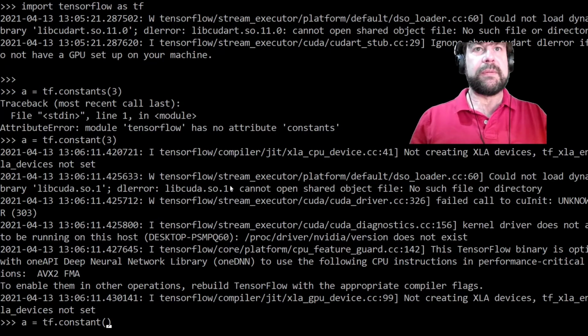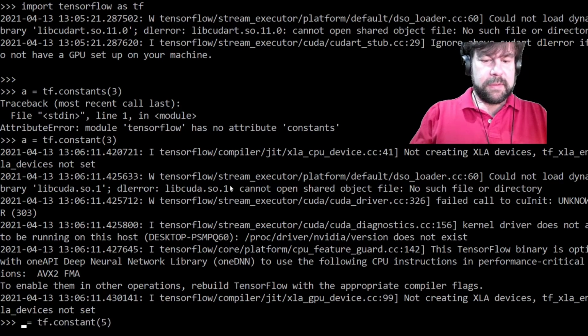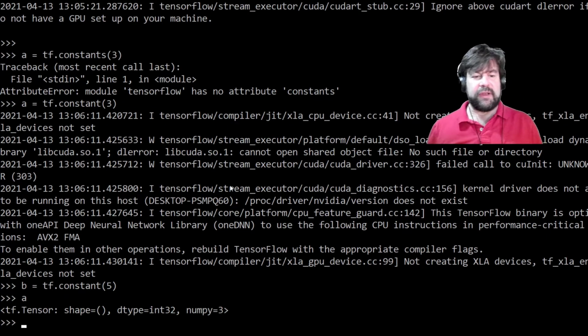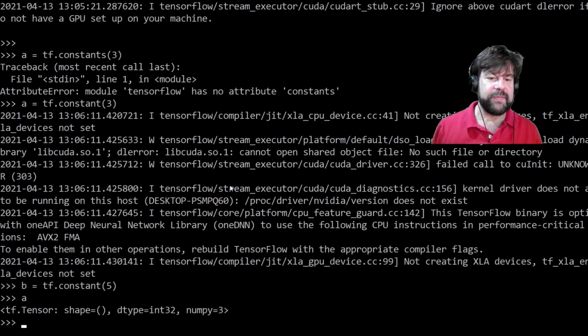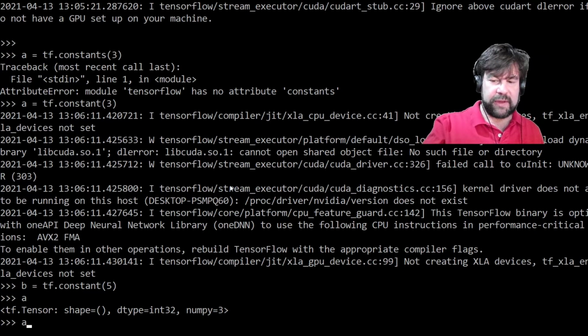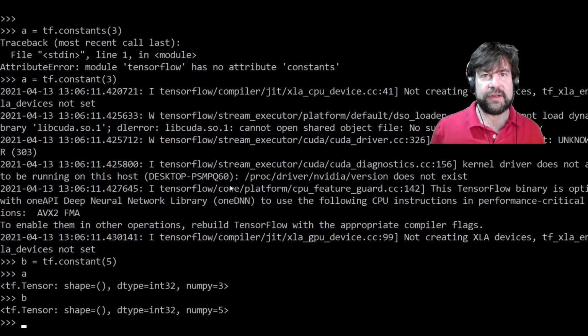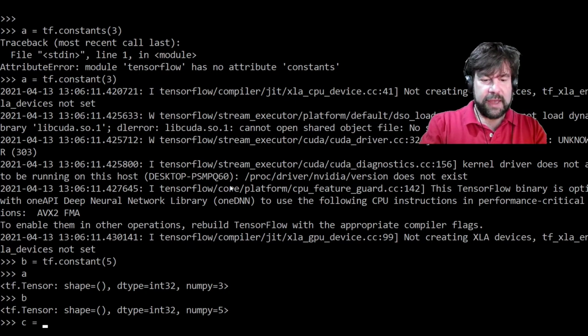We can set up another constant B, right? So now we have two constants. We can look at them. So A is a tensor. It has no shape, right? Because it's just a scalar. But it's of data type int32, and it has the value in NumPy of 3. And we can do the same thing for B. That has the value 5, and we can do something like C equals A plus B.